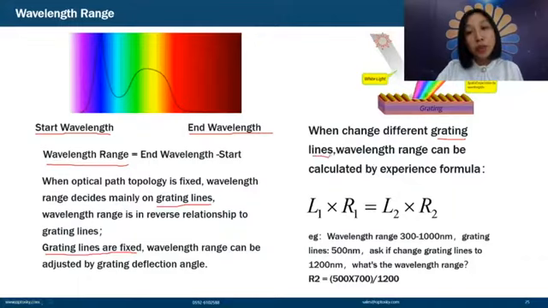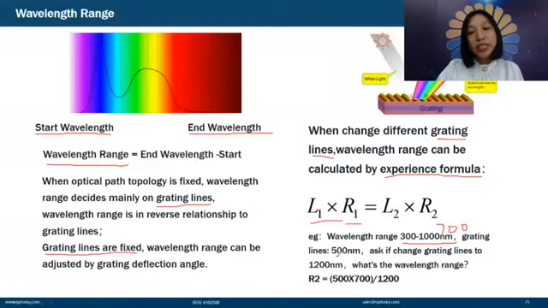We have an experience formula. It may not be 100% accurate, but it's very useful. L is the grating lines, and R is the wavelength range. So if we have an ATP 2000 MP, the wavelength range covers from 300 to 1000 nanometers, so the wavelength range is about 700 nanometers.